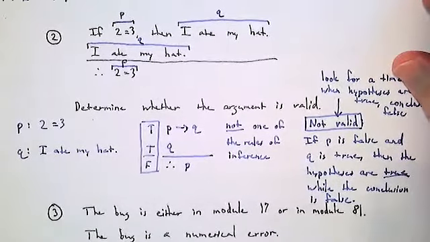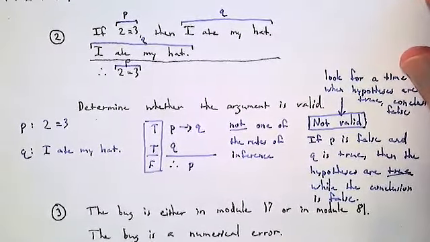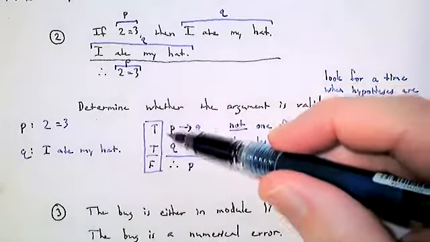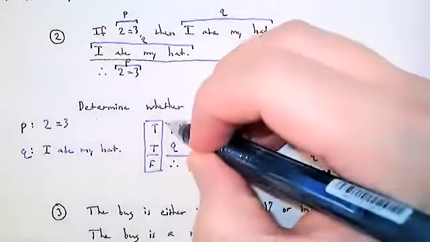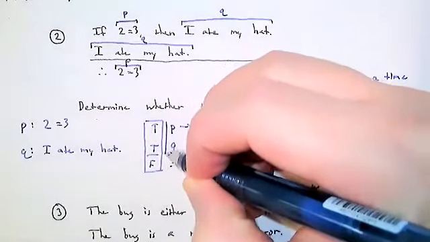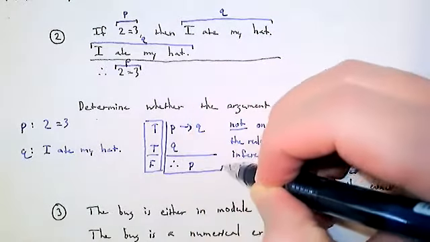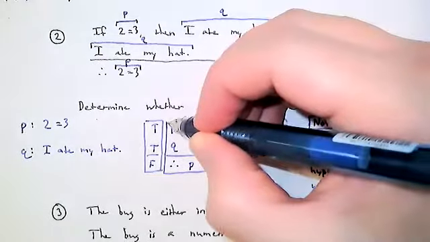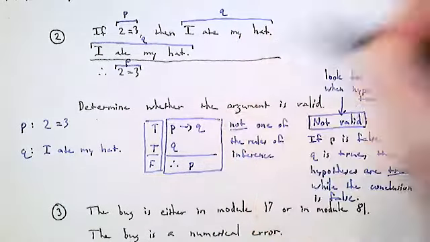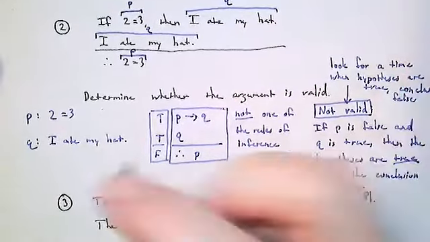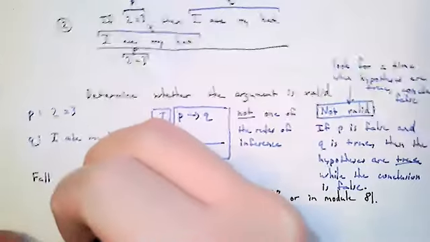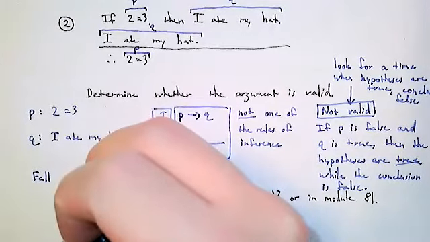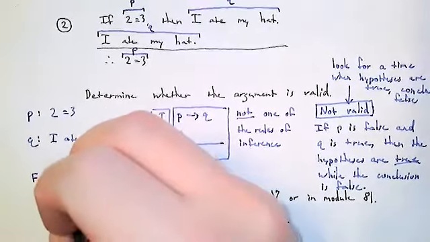And I want you to remember this example, so this logical symbolic argument, because it's actually fairly important because it's one of the common fallacies. So a fallacy is an argument that's not valid. And this is sometimes called the fallacy of affirming the conclusion.